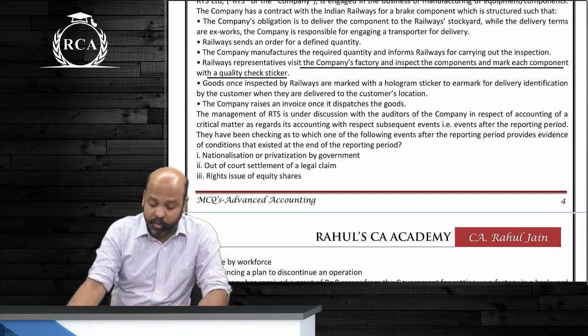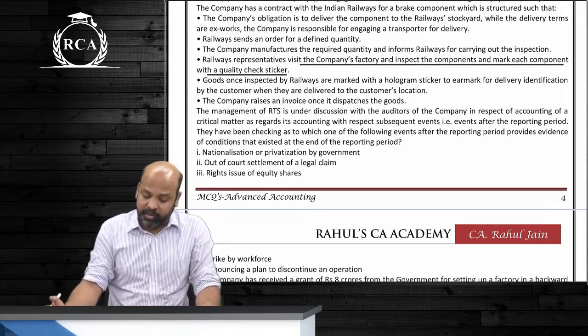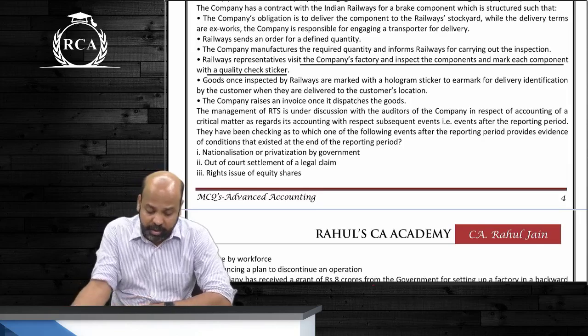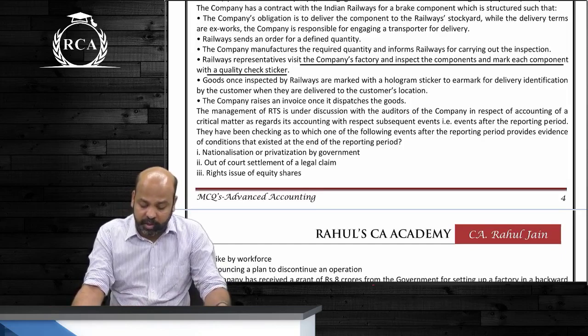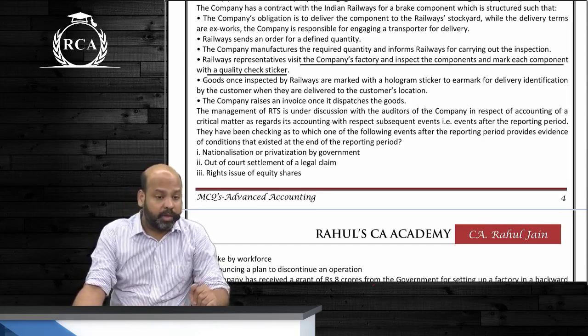Goods once inspected by railways are marked with the hologram sticker to earmark for delivery, for identification by the customer when they're delivered to the customer's location. The company raises an invoice once it dispatches the goods. Are we all clear about this information?